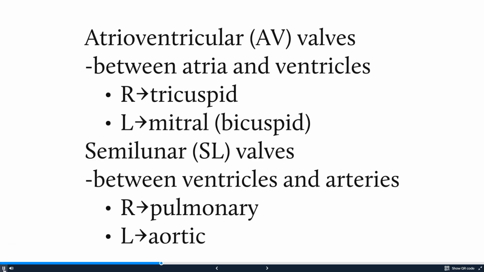The semilunar valves, then, are really named for the two arteries to which they're pumping. The pulmonary valve opens up into the pulmonary trunk, which is an artery, and the aortic valve opens up into the aorta, which is an artery.